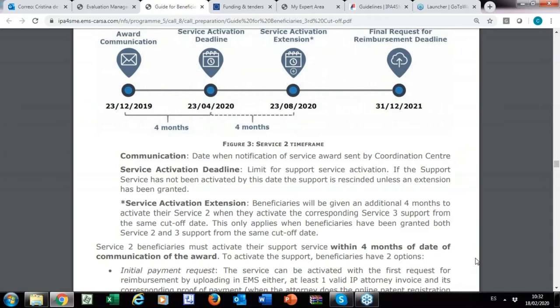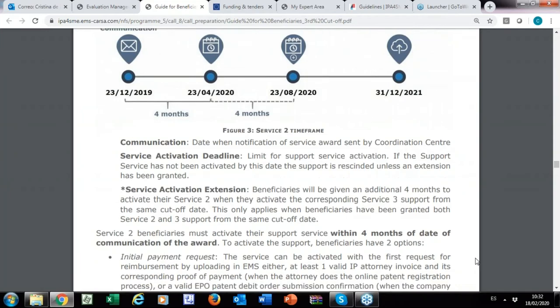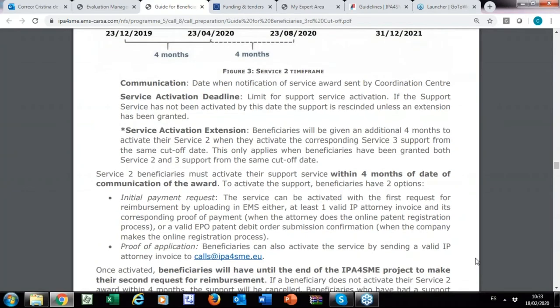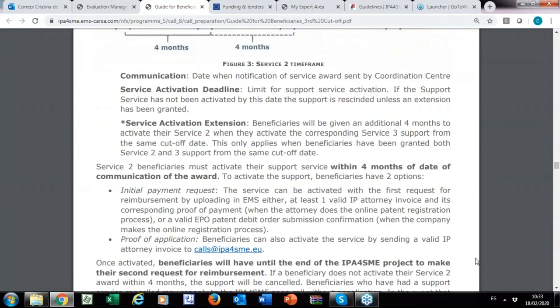However, in the case a beneficiary has been awarded for both service two and service three from the same cutoff, once they have activated one of the two services, service two or service three, they have another additional 4 months to activate the missing service.